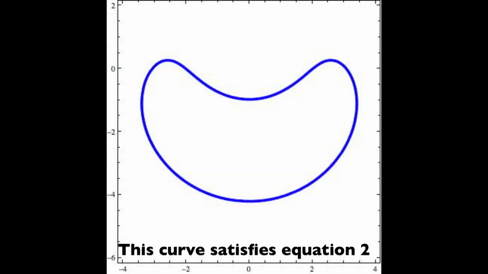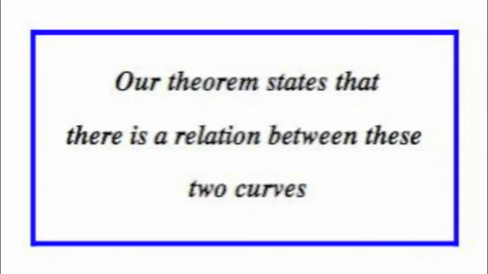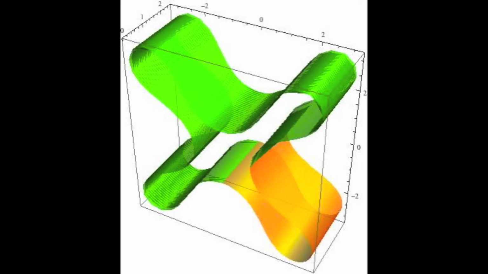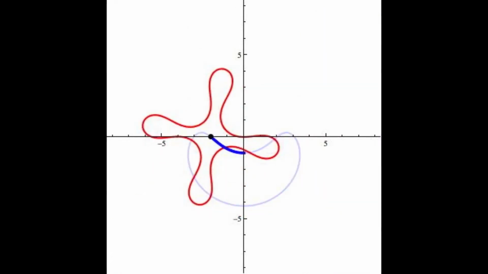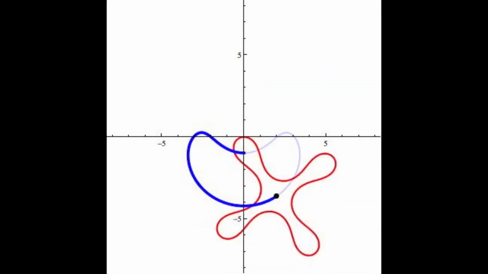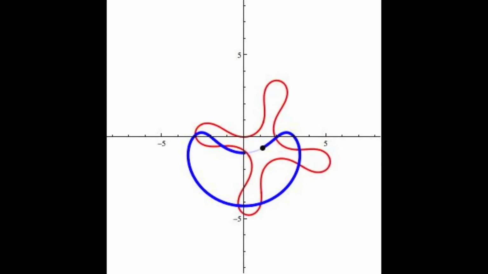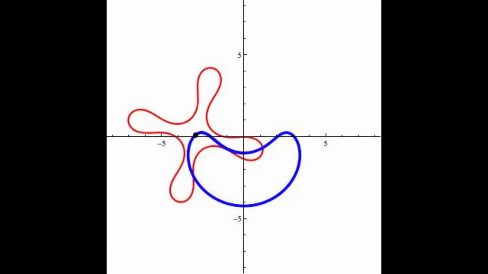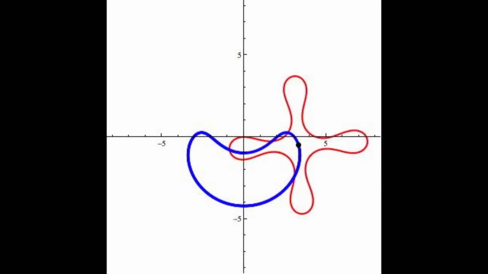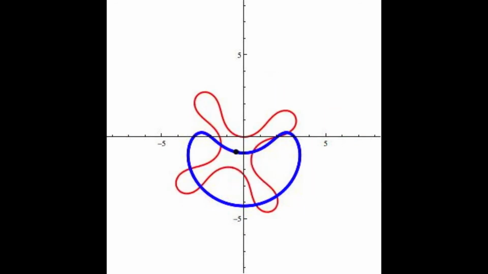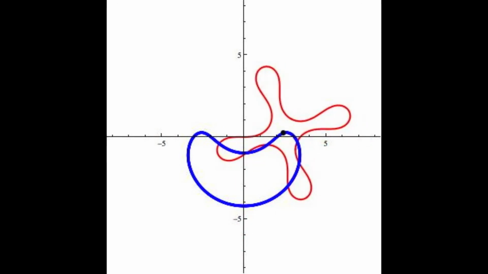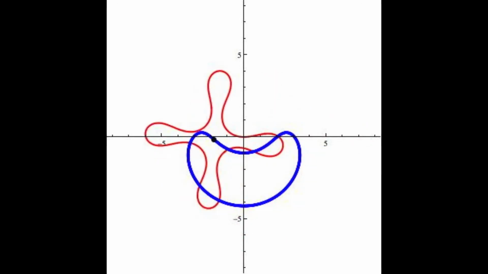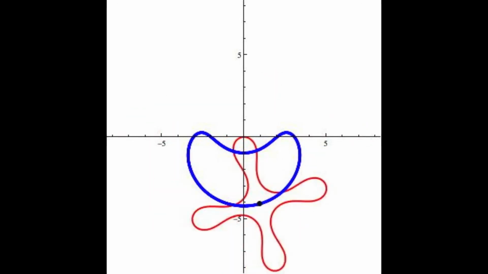Here is the theorem we want to show in this video. If we take the profile curve of a cylindrical rotating drop and we make it roll on a horizontal treadmill located as shown, then the center of the profile curve will trace a curve that satisfies equation 2. These images show how the center of a cylindrical rotating drop generates a curve that satisfies the equation 2.